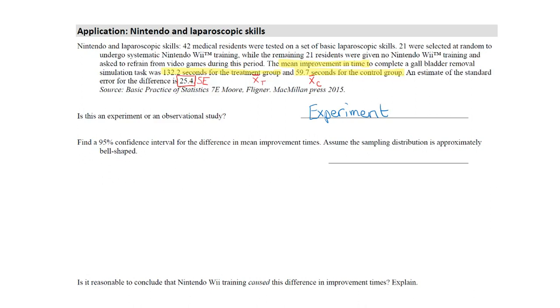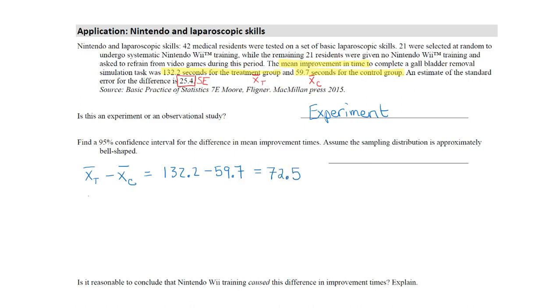So we are going to find a 95% confidence interval, and we can choose the order of subtraction. It's always kind of nice to have a positive sample statistic, so I'm going to choose X sub T bar minus X sub C bar. And that is 132.2 minus 59.7, which comes out to 72.5.